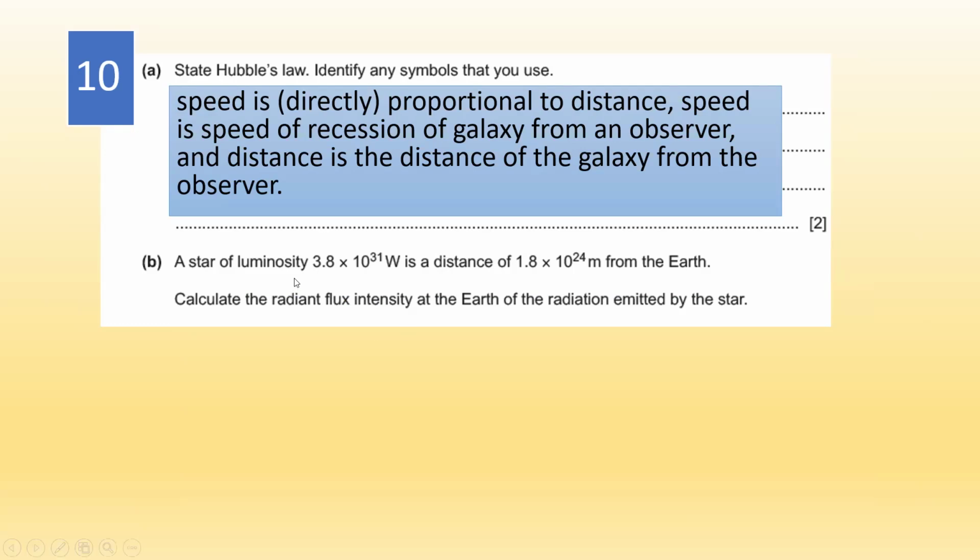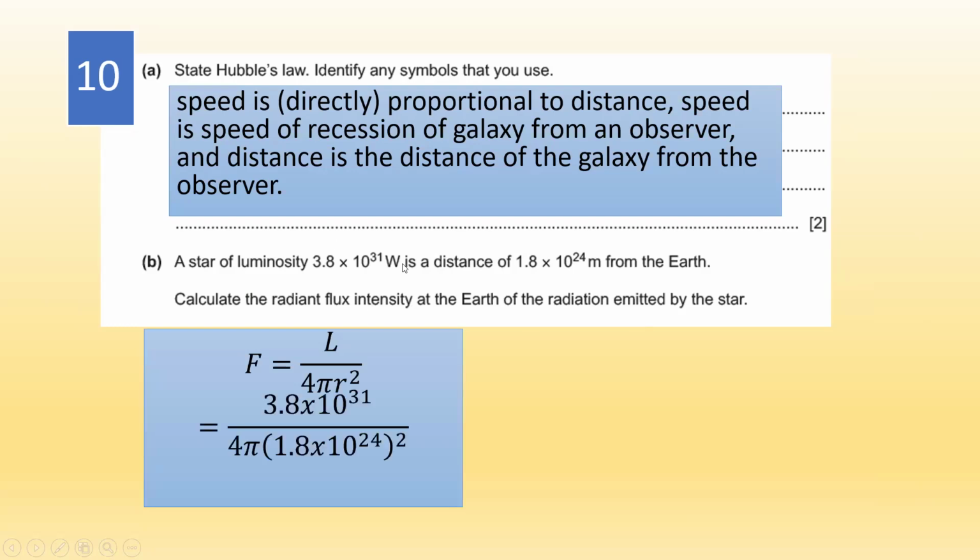A star of luminosity 3.8 times 10 to the power 31 watt is at a distance of 1.8 times 10 to the power 24 meter from the Earth. Calculate the radiant flux at the Earth of the radiation emitted by the star. Just use the formula. Put in your value. This is your L. R is your distance. Calculate it out. Okay.